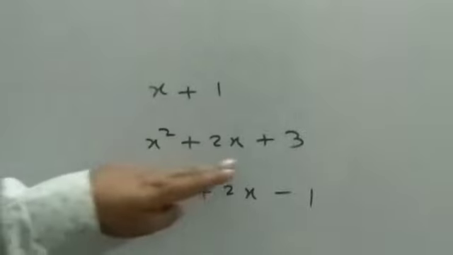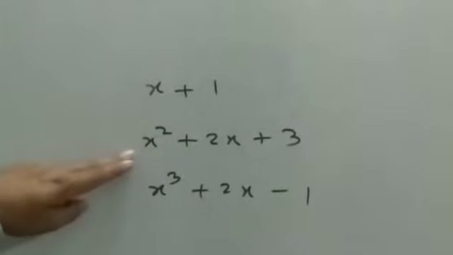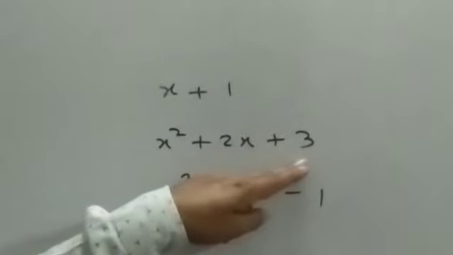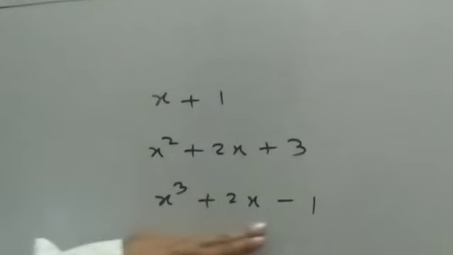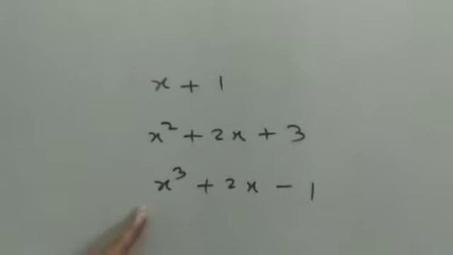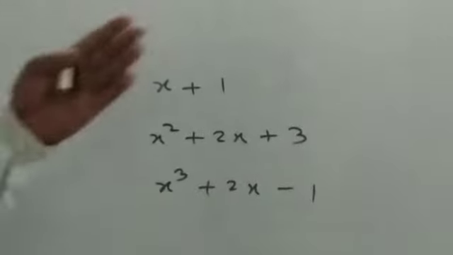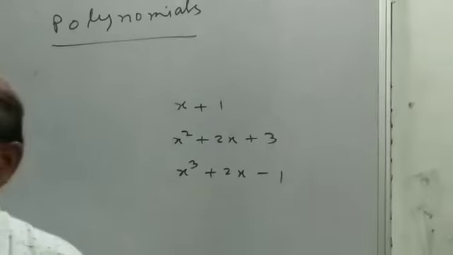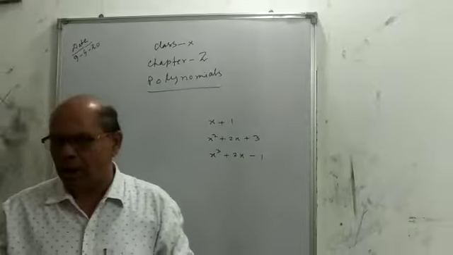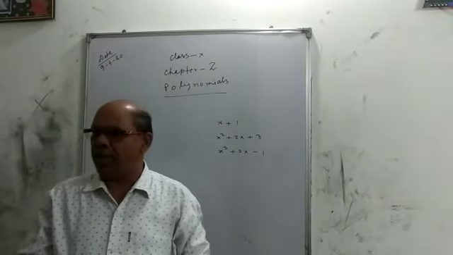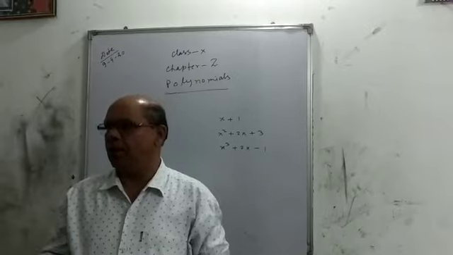Here the highest power of the variable is 2, so the degree of this polynomial is 2. Here the highest power of the variable is 3, so the degree is 3. And it may be that the degree is 4, it may be 5 also, and onwards. So I think it's clear about the degree of a polynomial.